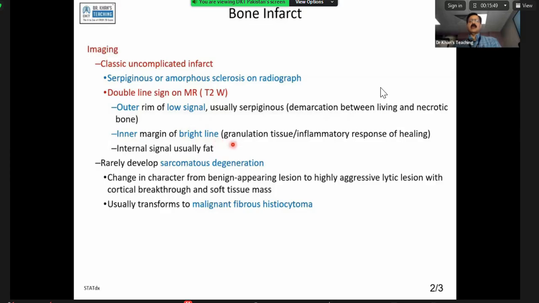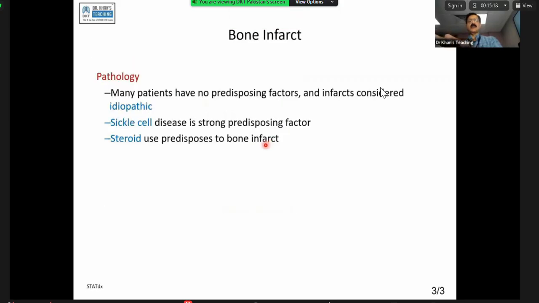What is that bright line? That bright line is granulation tissue or inflammatory response. And internal to that will be either fat, or if fat is not present and it is all necrotic, then it will be lost. Double line sign, by definition, is a sign seen on T2 weighted sequence. Outer, and this is what they will ask, how do you explain this? The outer line is the demarcation between living and necrotic bone. Inner is granulation tissue, which is bright on T2 weighted sequence.